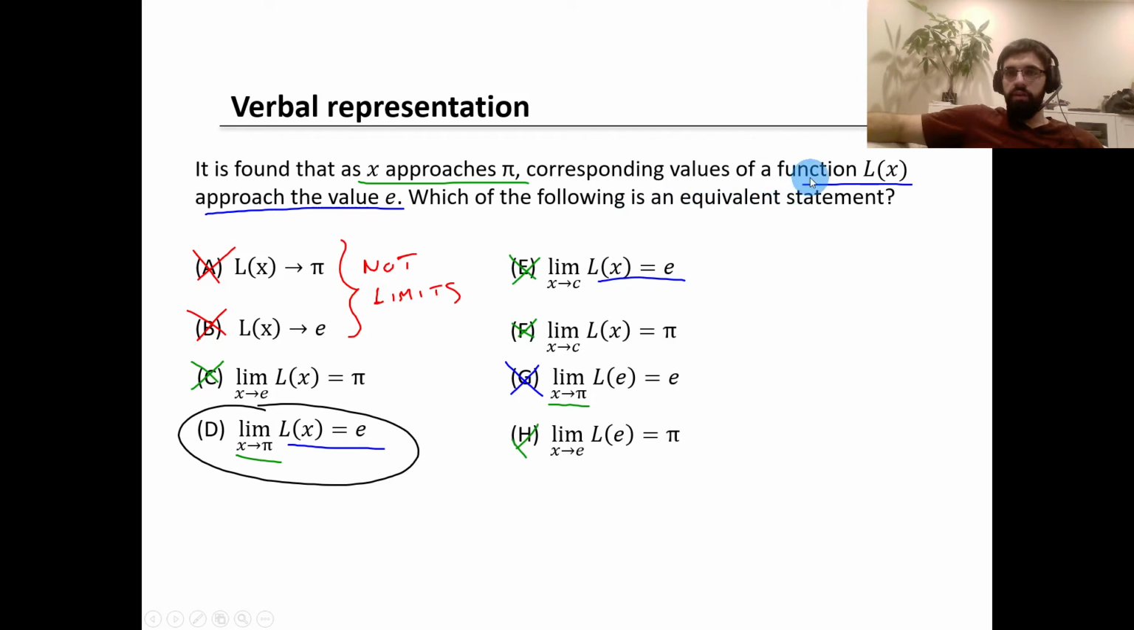And now we also see that the function L of x approaches the value e. So we're looking for L of x is e. So for D, again, we also have L of x is e. So the limit as x approaches pi of L of x is e. And for G, we also have L of x is e, which means we can eliminate G. And since we've already eliminated the others, we can say that D is the best answer. So this shows x approaching pi, the corresponding values of a function L of x approach the value e.